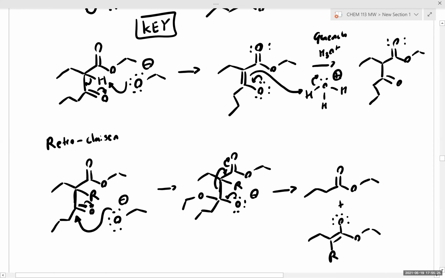So if we don't have this alpha proton, if we don't have this key alpha proton that we can deprotonate to form this functionally non-electrophilic enolate, then our nucleophilic alkoxide can go in, attack our ketone carbonyl, and we can collapse and break our carbon-carbon bond to reform our starting materials. This is known as a retro-Claisen reaction. Does this discussion make sense to everyone?